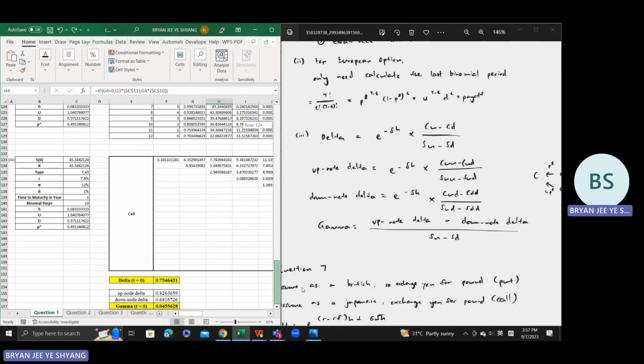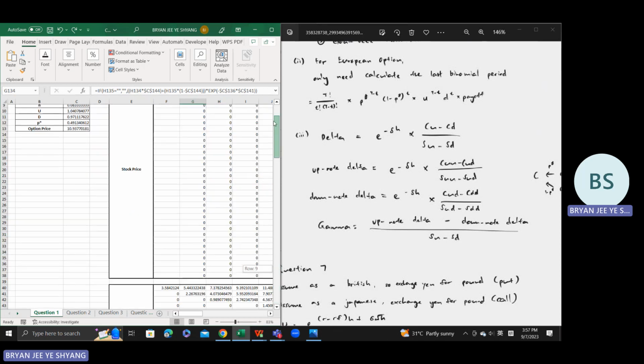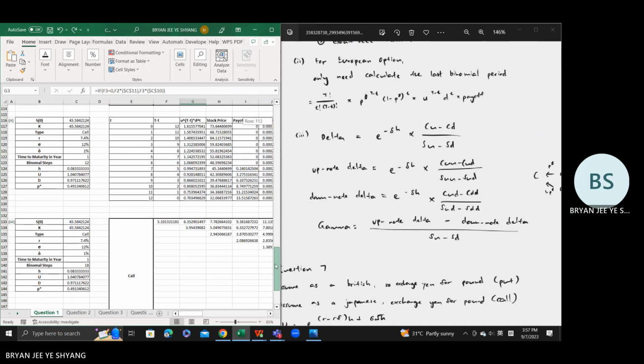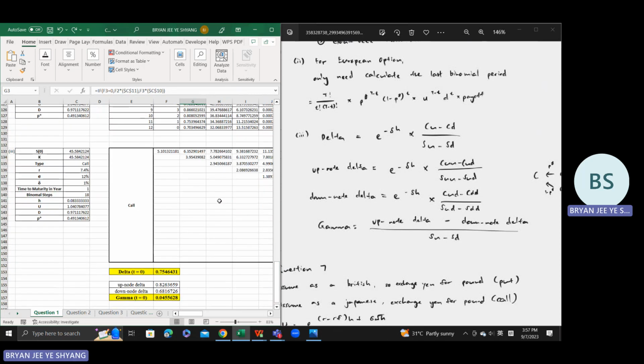So the gamma is equal to the up node delta minus the down node delta over SU minus SD. Yeah, so this is my presentation for question 1.